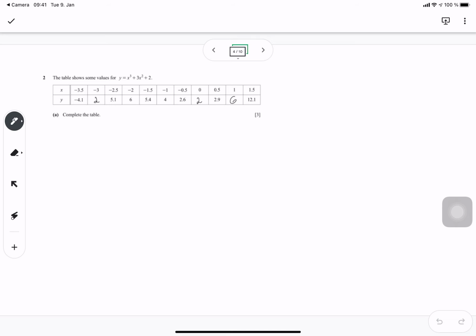So this is the student's work. They submitted it to me for me to check, and all you have to do here is substitute minus 3 into your function, 0 into your function, and 1 in. These ones here are actually all correct.